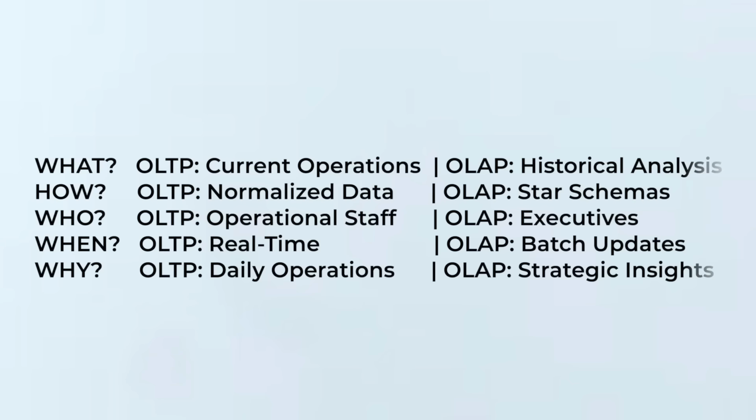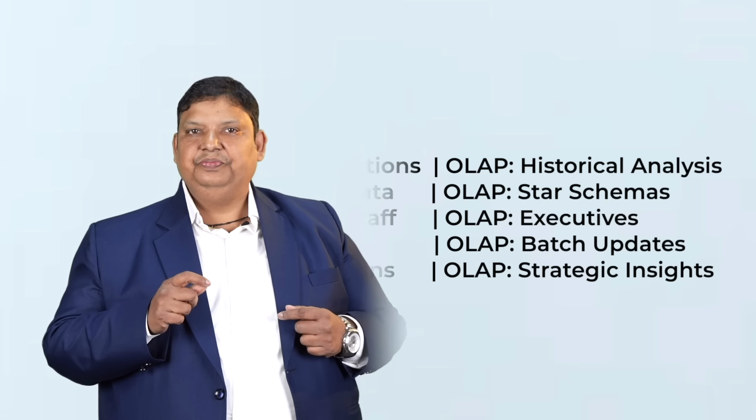Let us now discuss the difference between OLTP and OLAP. Let's break down the fundamental differences which make these systems complementary, not competing. OLTP manages current operations, what's happening right now. OLAP analyzes historical patterns, what happened before and what it means for the future.